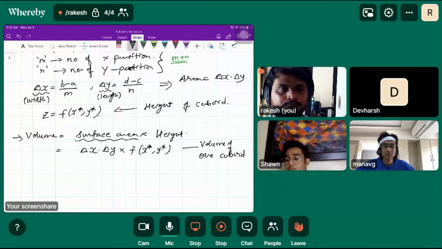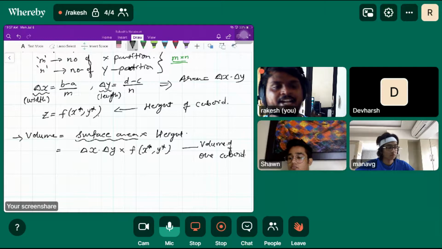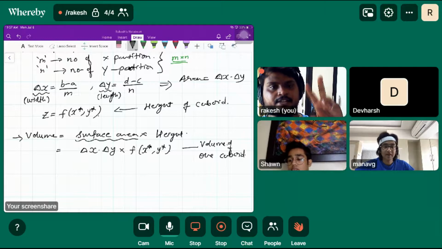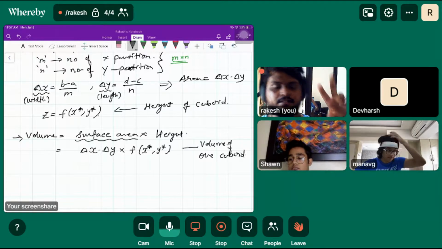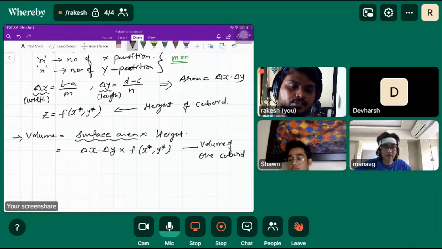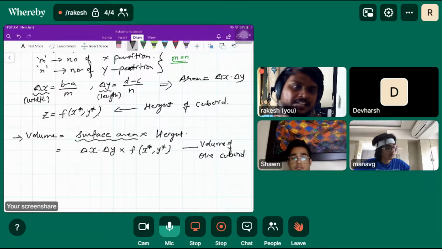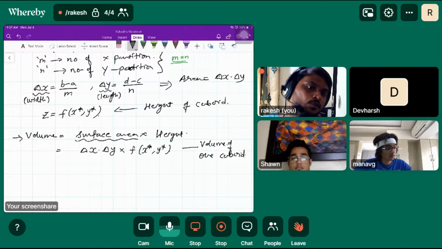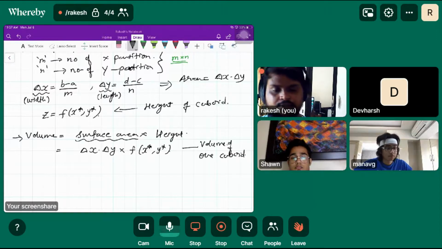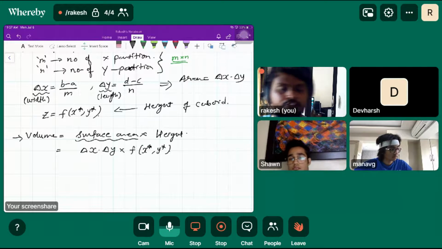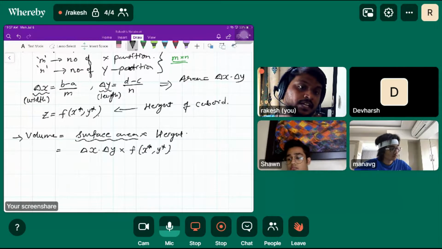No, because the heights are different. Because f of x, y, the heights are different. So we cannot simply generalize that this is the volume of one cuboid in this case, because the volume is going to change for each cuboid because of the different height.